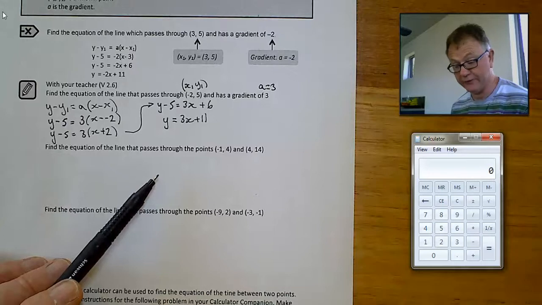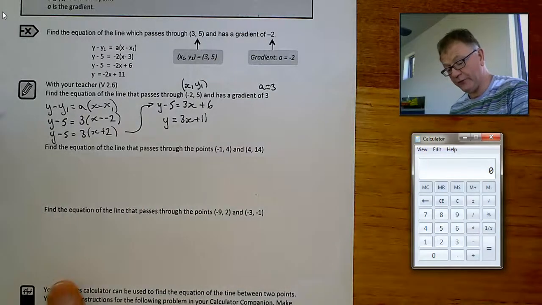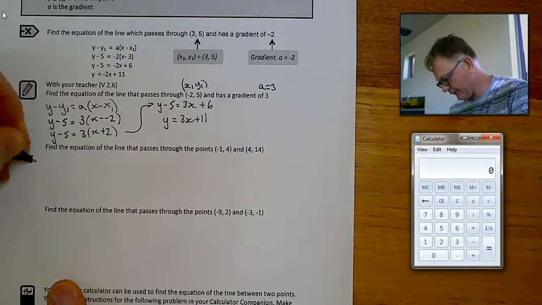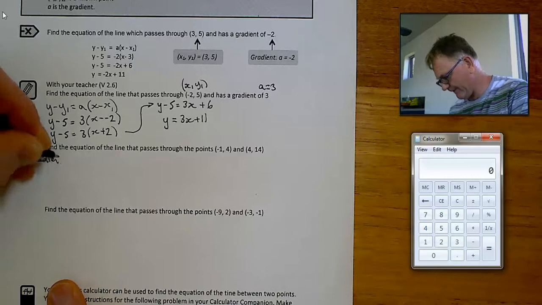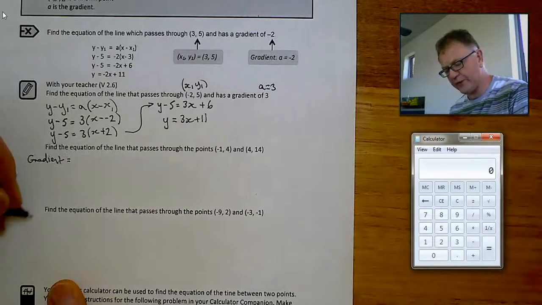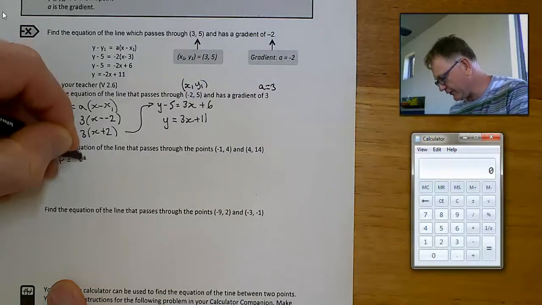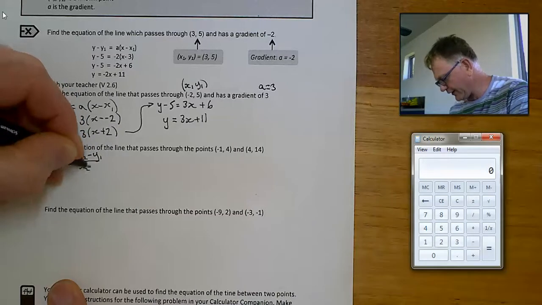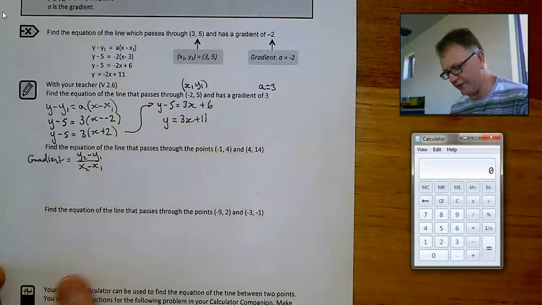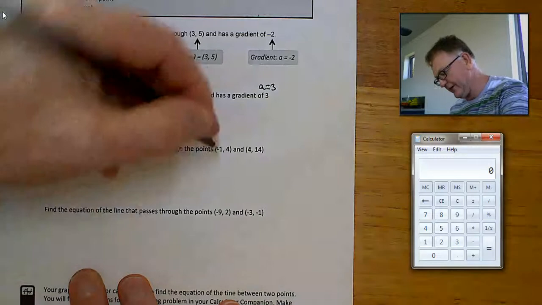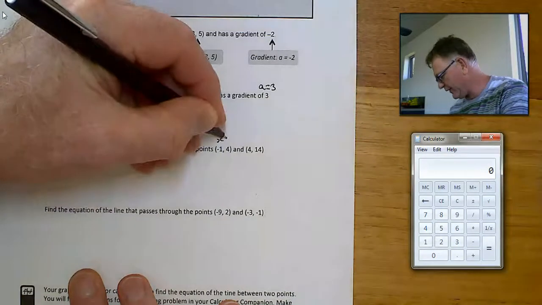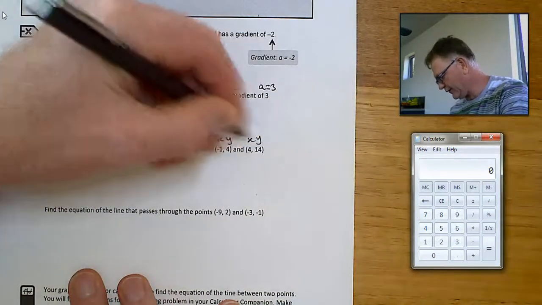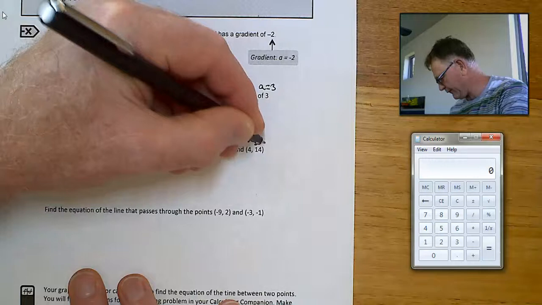Then we've got everything that we need. You've got a formula for gradient. Gradient is that one where it's the rise over the run, or you can use it like this: y2 minus y1 over x2 minus x1. The difference in the y's divided by the difference in the x's. And here's your 2 points. X and y, 1 and 2.